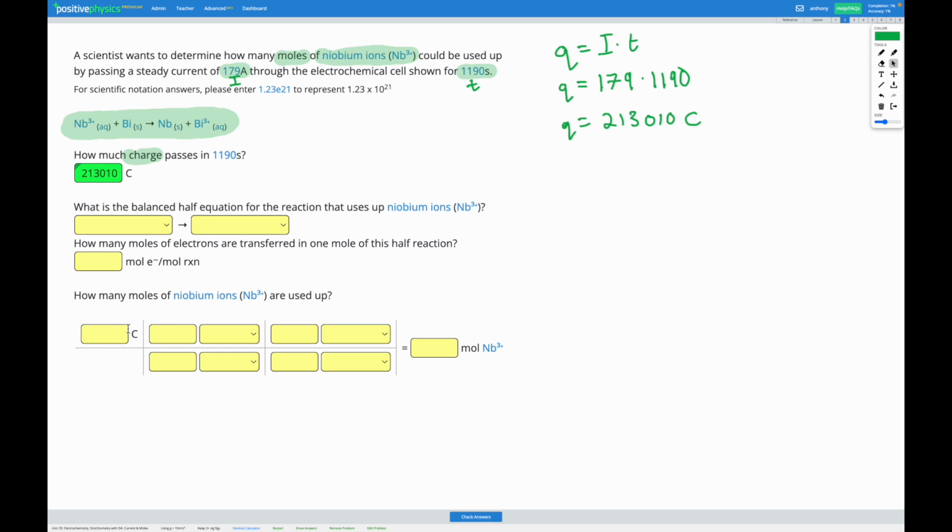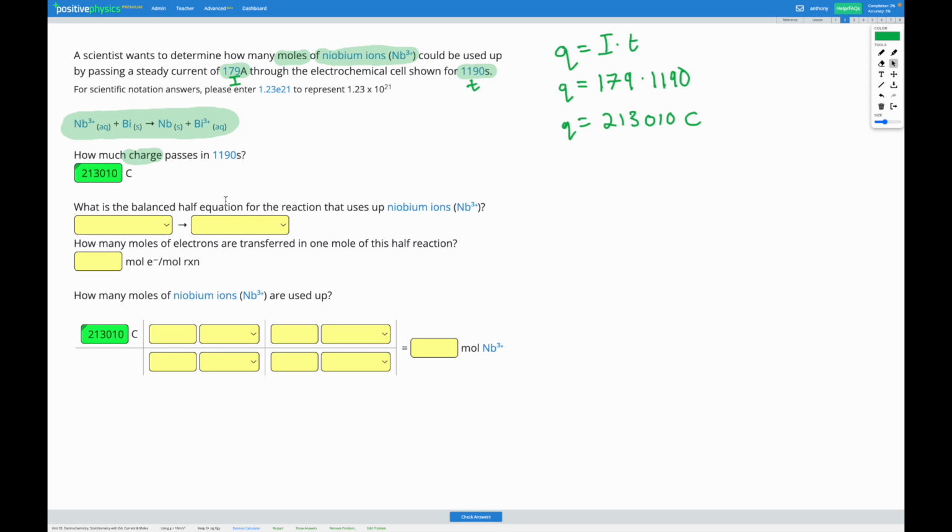We're going to be using that in our dimensional analysis table down here to convert into the moles of niobium ions, Nb3+, that are used up. So I'm going to fill that in this first box here, 213,010 coulombs of charge. Now we're also going to need to know how many moles of electrons are transferred when 1 mole of niobium 3+ ions are used up.